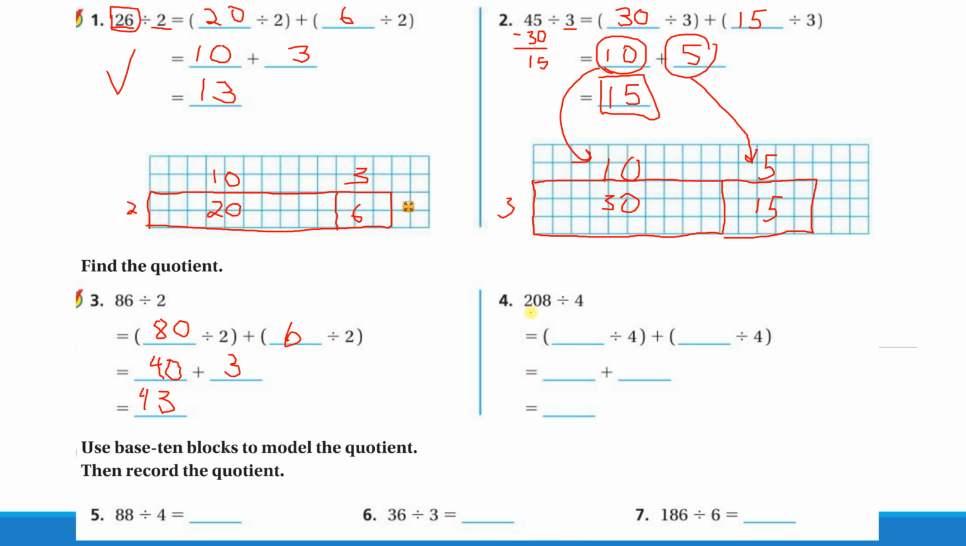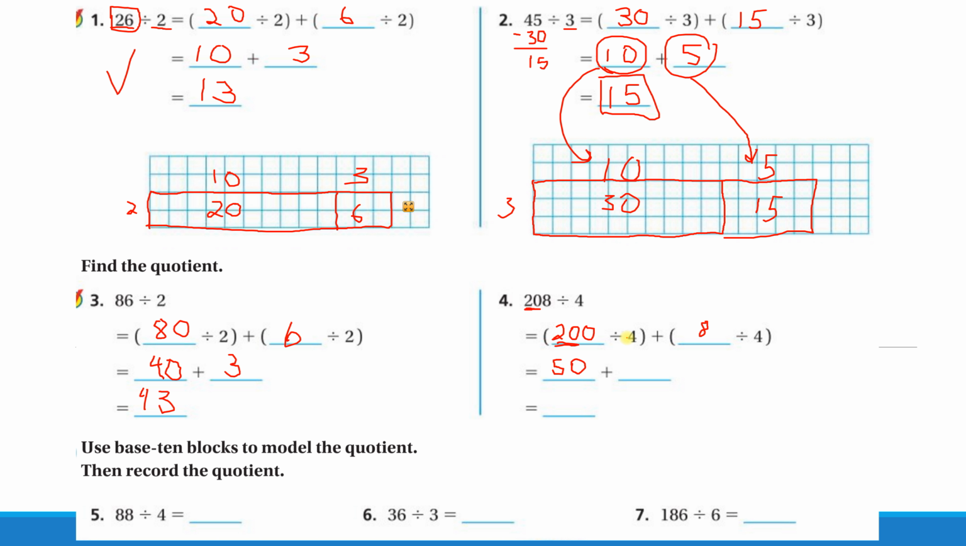Alright, over on to number 4, 208 divided by 4. Well, once again, from our last lesson before, 4 can't go into 2, but if I extend this and look at 208 as 20 tens, 4 I know can go into 20 tens, or 200. 20 tens is the same thing as 200. So I'm breaking this 208 into 200 and 8. So 4 goes into 20 tens 5 times, and I didn't use the 0, so 50.